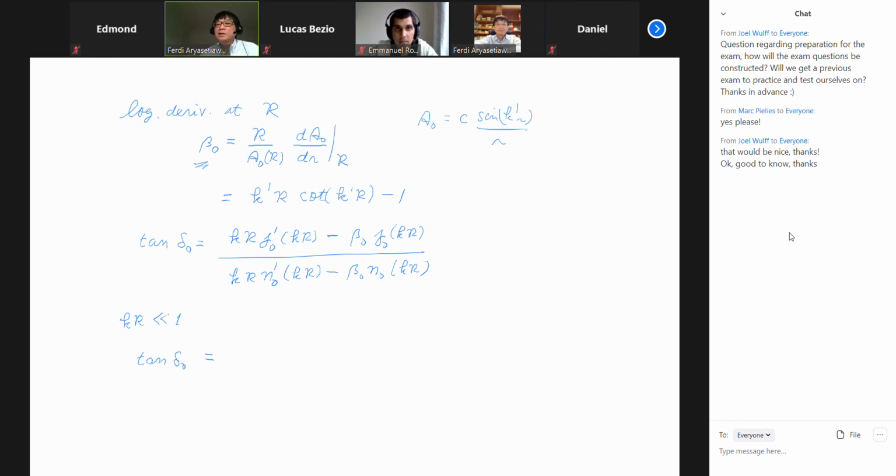There are a lot of details here, so I'm not going to do all these expansions. I just write down the final result. It is quite clear what to do: you make an expansion of the sine and the cosine and keep the main terms in the expansion, and you get this result here. We can also write it in terms of cotangent, so that becomes K cotangent delta 0, equal to minus beta 0 divided by, or beta 0.